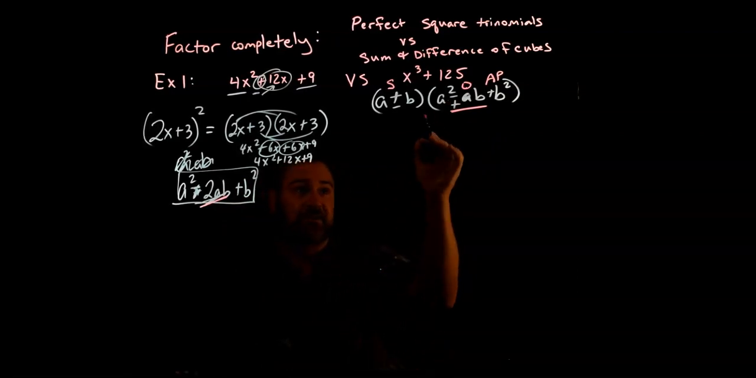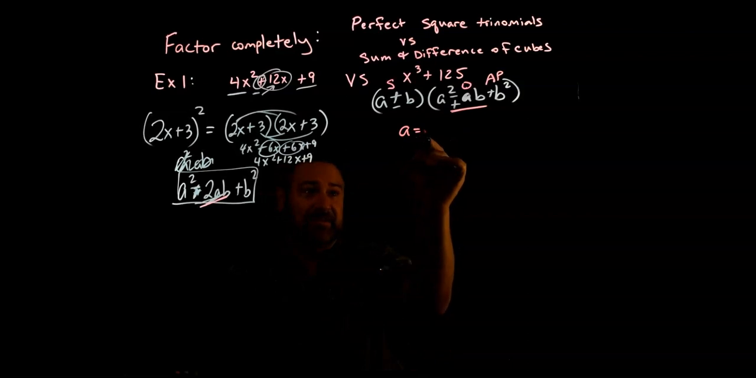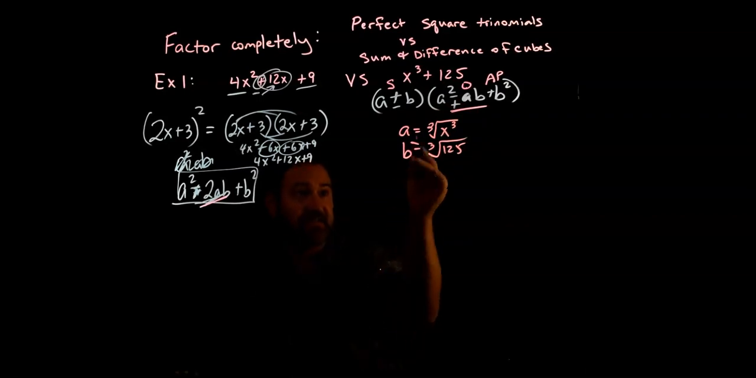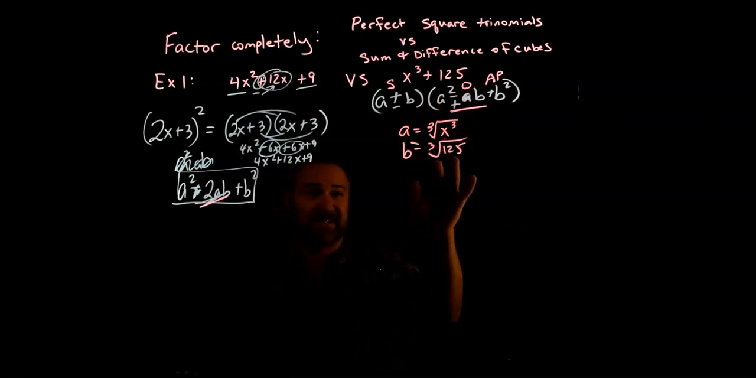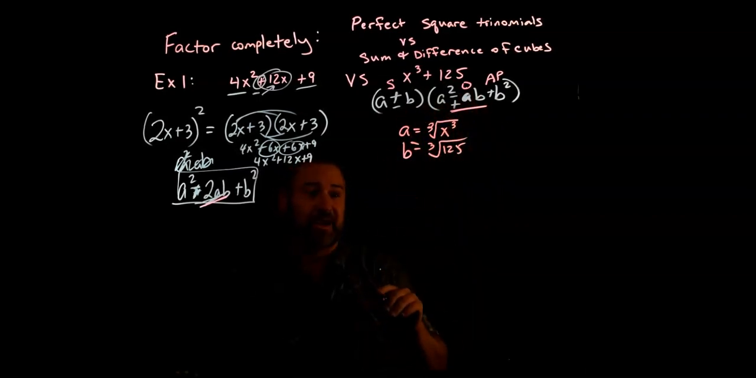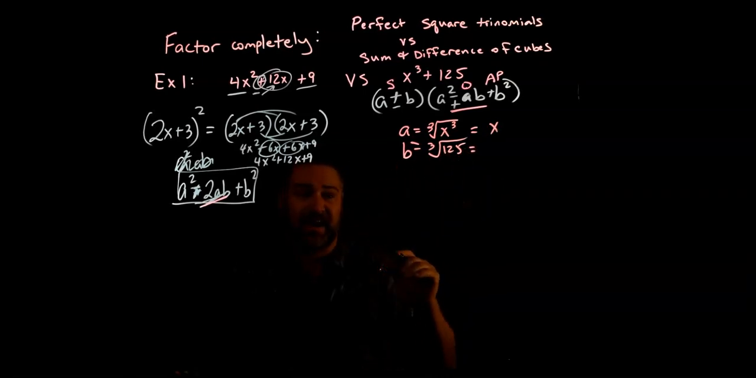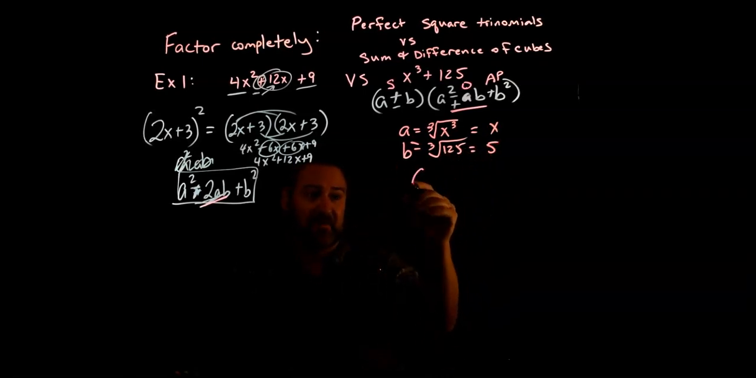All right, so let's head over here. We still need an A, which is going to be the cube root of the first term, x cubed, and B is going to be the cube root of the second term, which is 125. And if it was minus, we wouldn't worry about the signs because it's taken care of in our little format here. So the cube root of x cubed is x. The cube root of 125 is 5. And now we're ready to go.